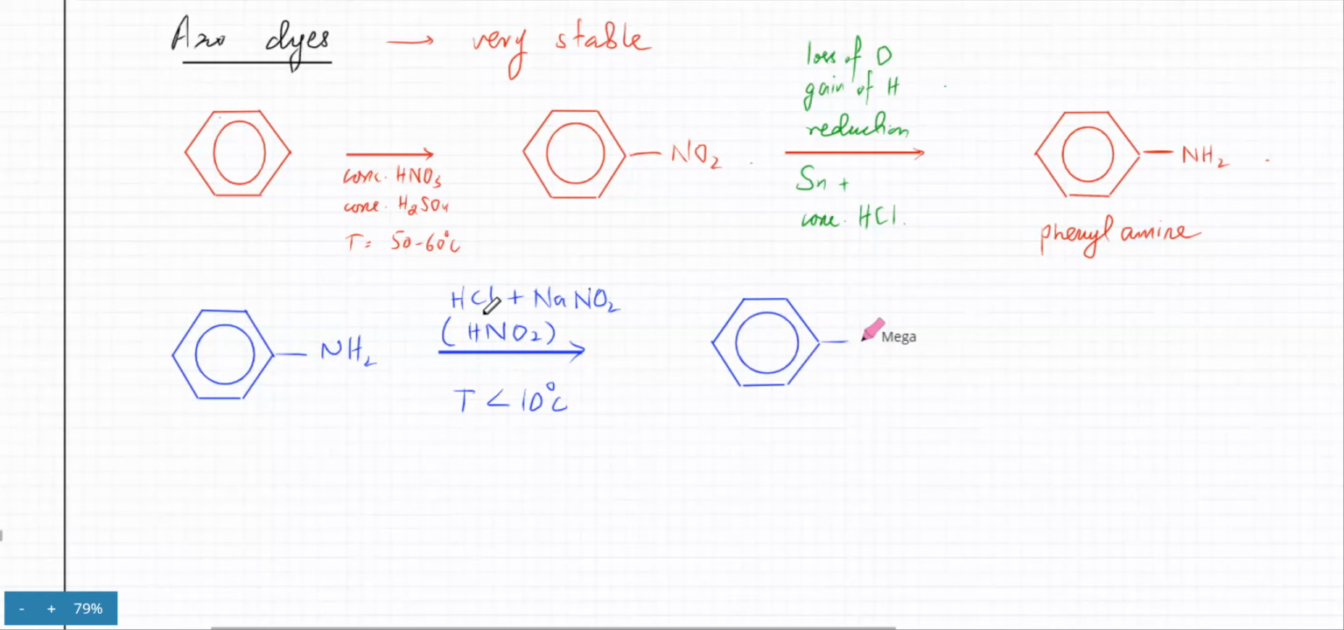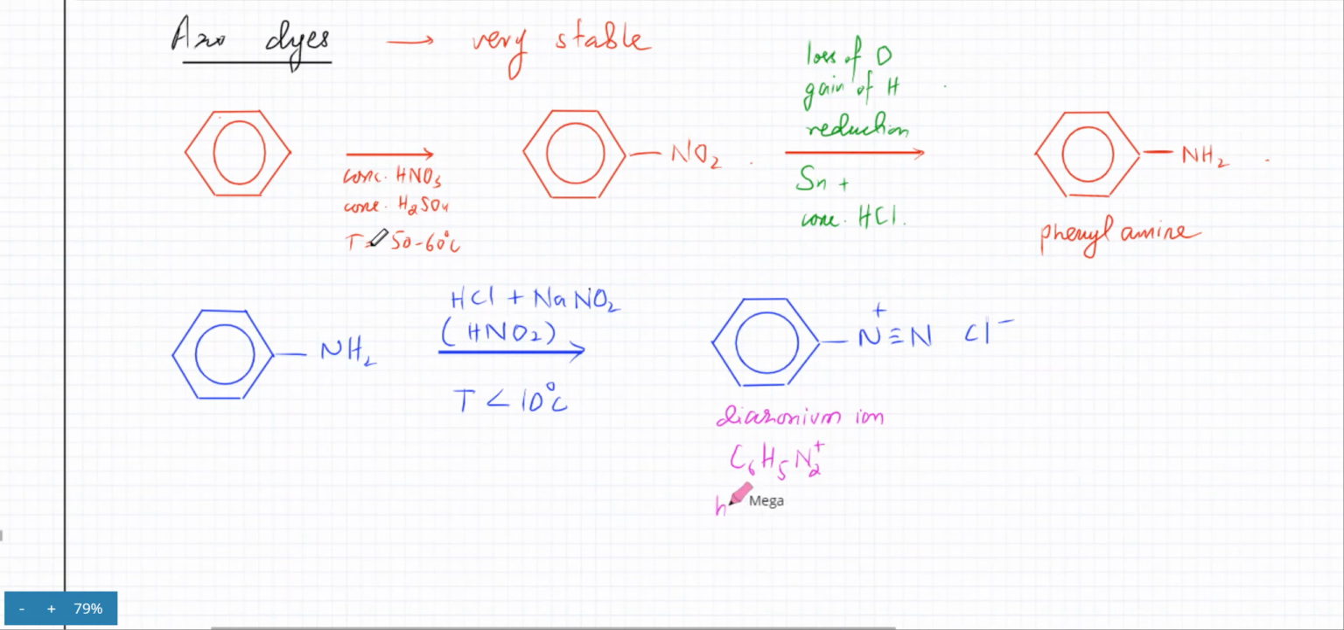So N triple bond N plus one is formed. And there's usually a Cl minus one also written next to it, but that's an ion, it would dissociate. So N triple bond N plus one, that would be sufficient as well. You can call this a diazonium ion or the diazonium salt. Which is C6H5N2 plus one. So that's your diazonium ion.